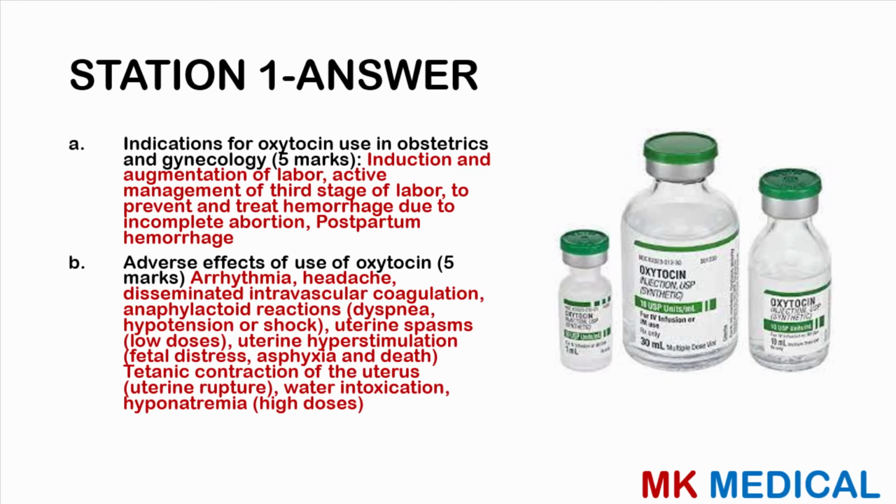So oxytocin could be used for induction as well as augmentation of labor. It can be used in the active management of the third stage of labor. It can be used to prevent and even treat hemorrhage that's often due to incomplete abortions or postpartum hemorrhage.